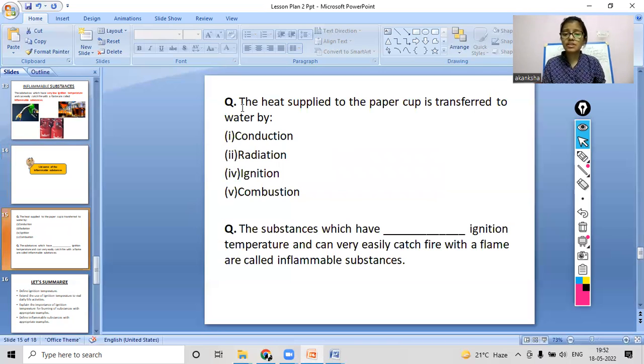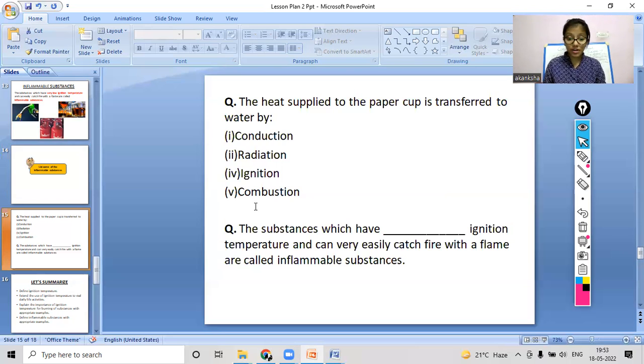The first question is, the heat supplied to the paper cup is transferred to water by which of these processes? For this, you have to answer in the chat box, and for the first question, I will give you 5 seconds, and then we will move on to our second question, right? If you have any doubt, you can ask in the chat box. If not, then we will move on ahead. Okay, I can see right responses.